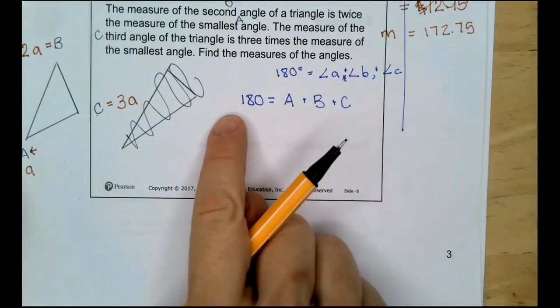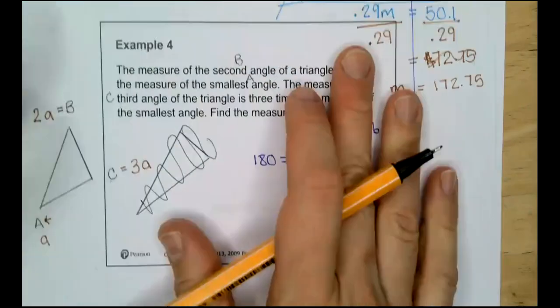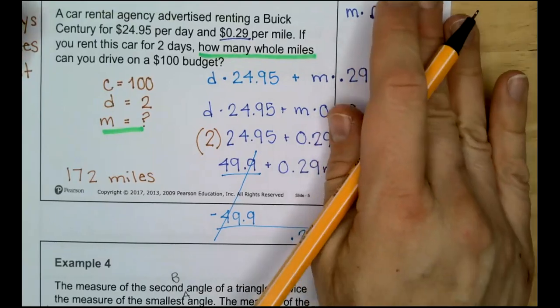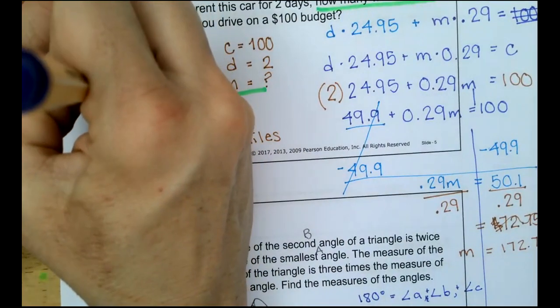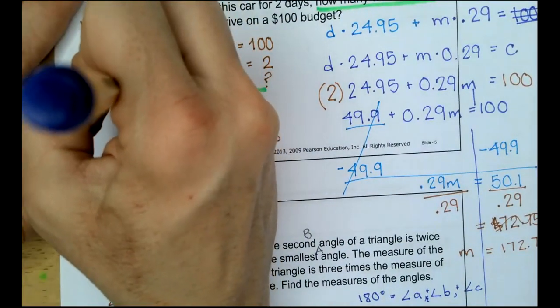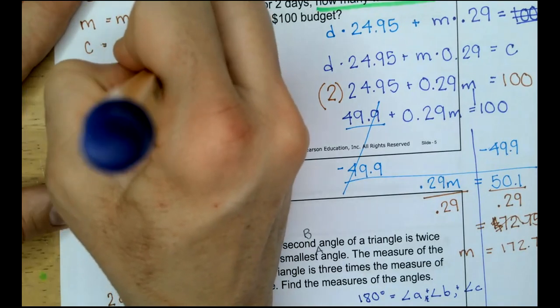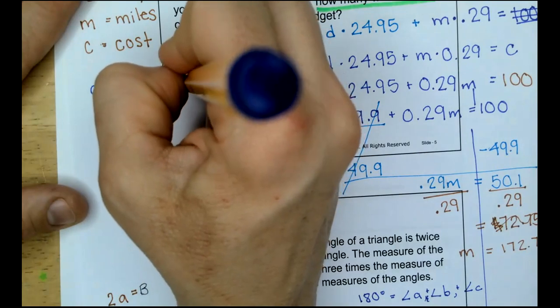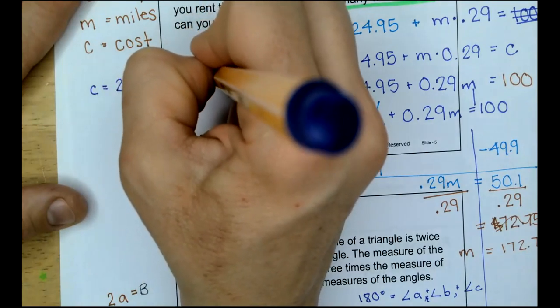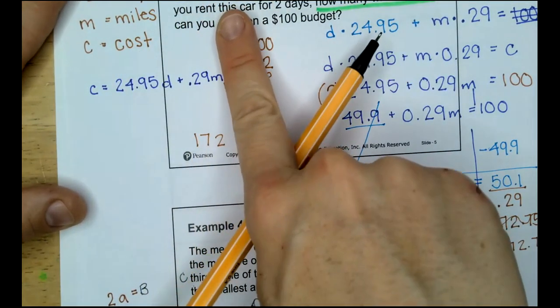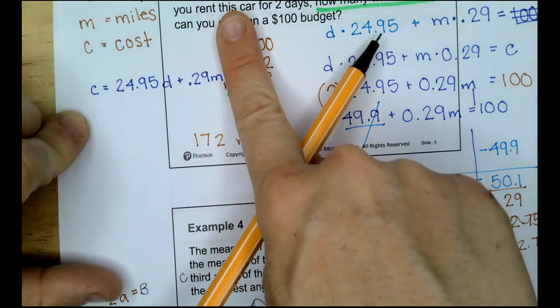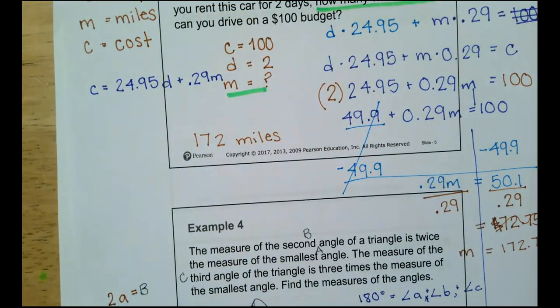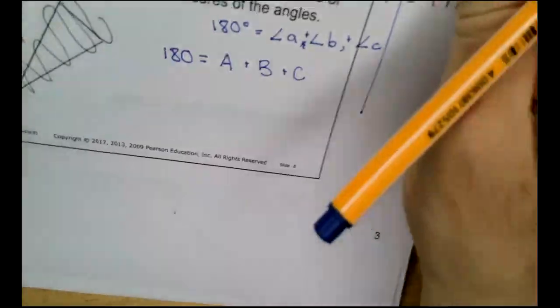But I can't solve something if I have 3 different letters, right? Just like I couldn't solve C equals 2495D plus 0.29M. I can't solve that, right? Because there are 1, 2, 3 variables. If I have 1 variable, I know how to solve 1 variable. I don't know how to solve for 3 variables.